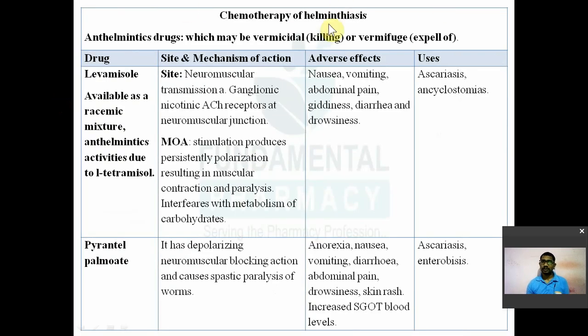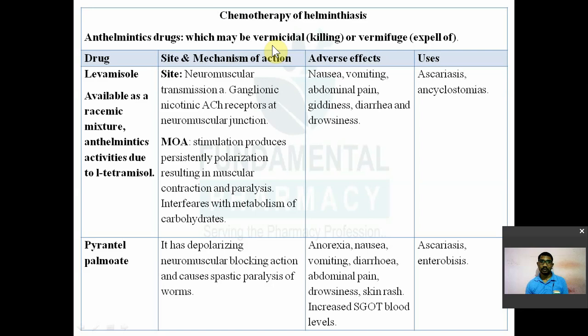So, chemotherapy of helminthiasis. Helminth means worms, and infection of helminth means helminthiasis. There are different worms, as I told you. Now anthelmintic drugs. What do we mean by an anthelmintic drug? These are the drugs which will remove the helminthiasis. They may either be vermicidal.